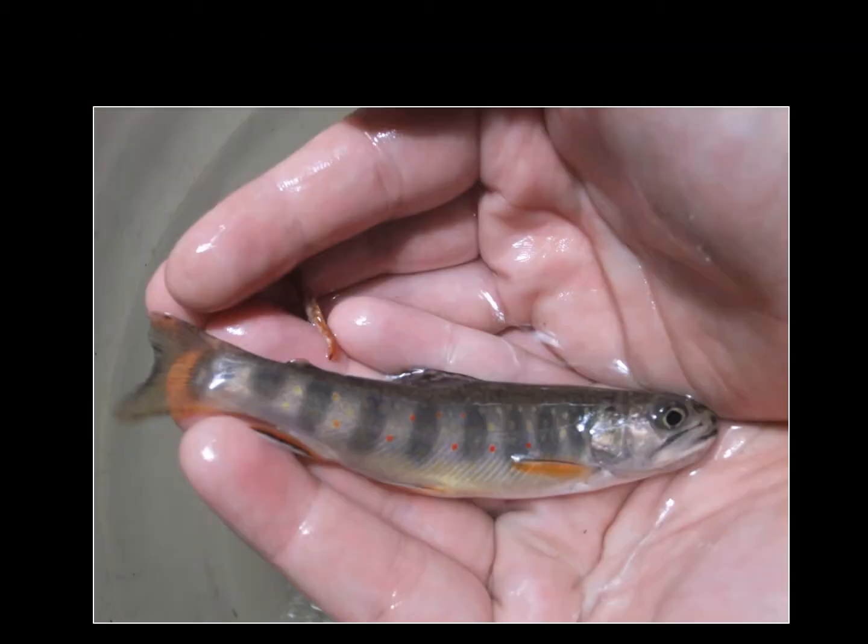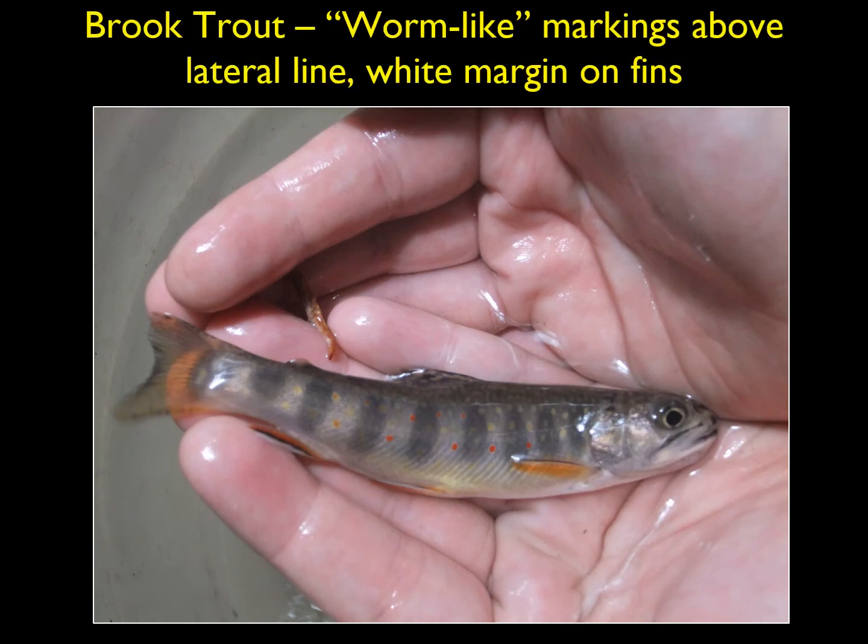This here has kind of these worm-like markings above the lateral line and a few red spots and a little bit of a fork to the tail there. This is a brook trout. Oh yeah, also the white margin on the fin. So if you look at the anal fin there and the pelvic fin, a strong white marking on the outside margins.